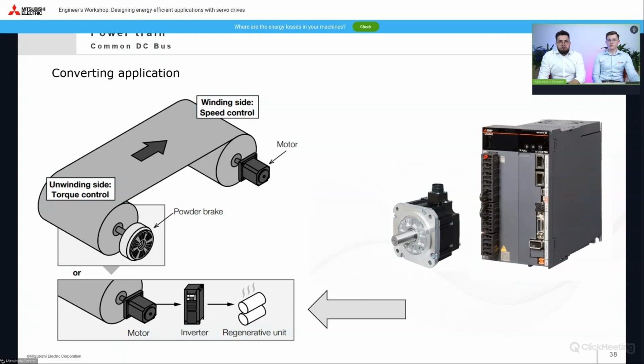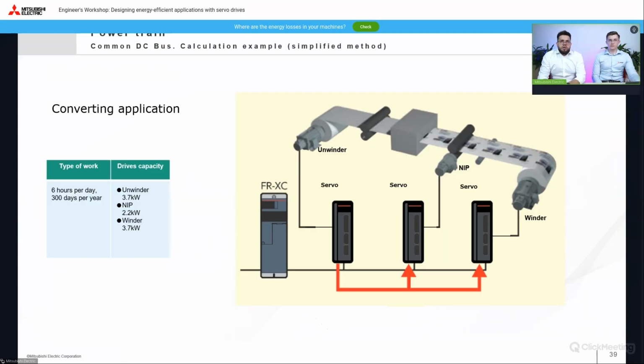Okay, now we know that we can change our system and build an application with energy recuperation. So now let's calculate how much it can save for us. Here we have a simple application running continuously 6 hours a day, 300 shifts a year, so we have some service stop during the working day.